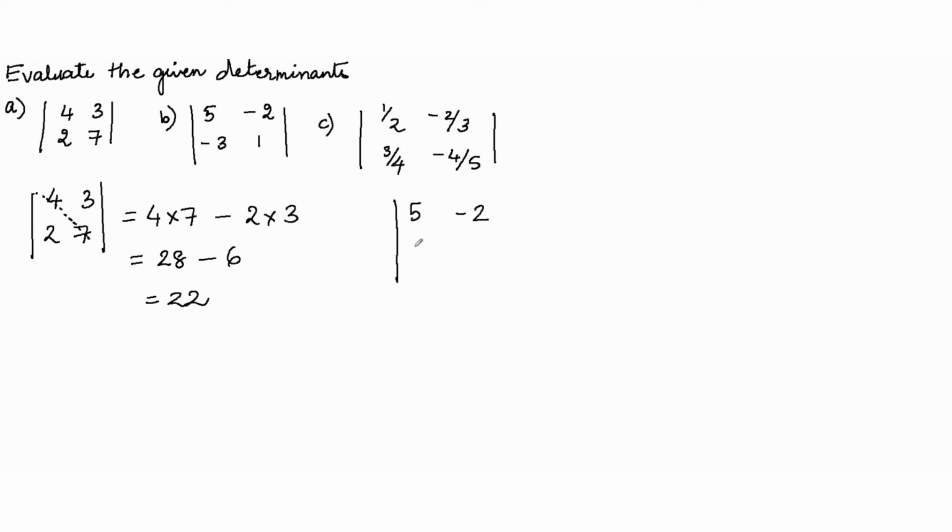5 minus 2 minus 3 1. Again we multiply the leading diagonal. So 5 into 1 is 5 and negative 3 into negative 2. So let's multiply that. Negative 3 multiplied by negative 2, and I have a minus sign in between. So therefore this becomes 5. Now minus into minus is plus, and plus into minus is minus, and 3 2s are 6. So 5 minus 6 therefore becomes minus 1. So the value of this determinant therefore is minus 1.